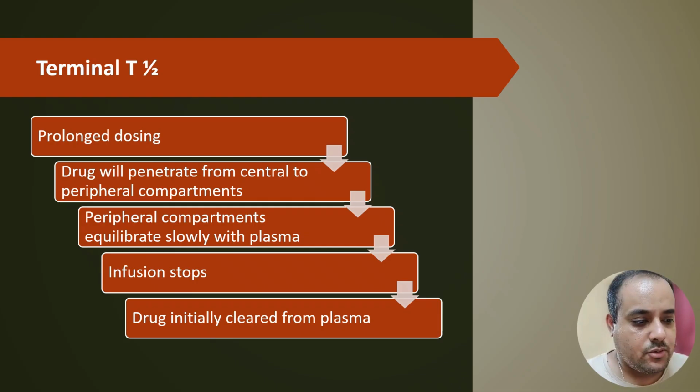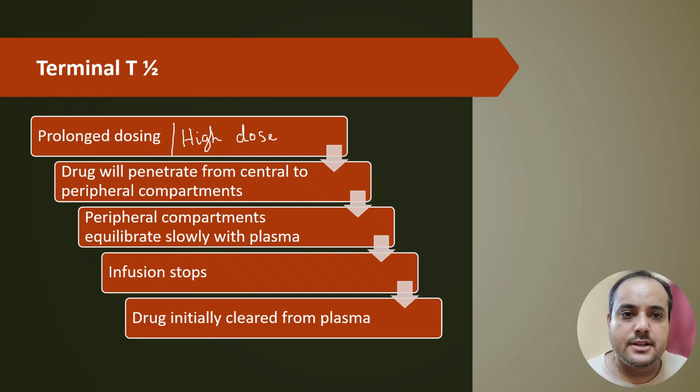So now there is another concept, and that concept is known as terminal T half. So let us understand what the concept of terminal T half says. So suppose I am giving a drug by IV infusion form or a very high dose of the drug. Now we have already studied that the drug is going to go first to the central compartment, then to the peripheral compartments, and these two have been divided on the basis of perfusion. We have already studied that. The link for that lecture is given in the description box. I suggest all of you to go through it.